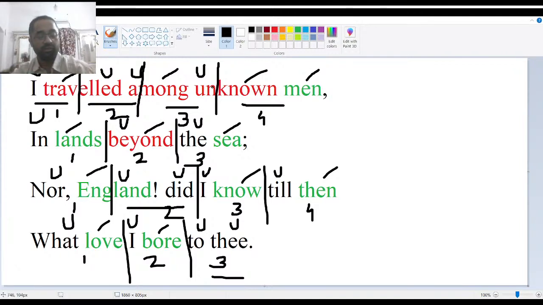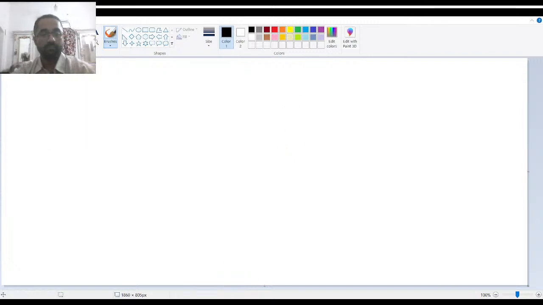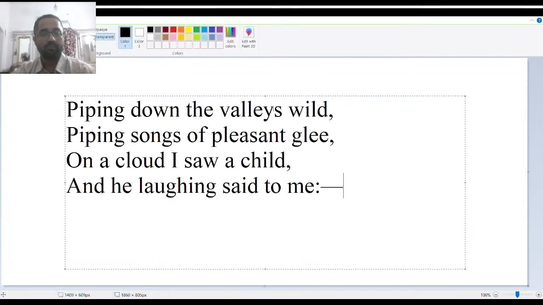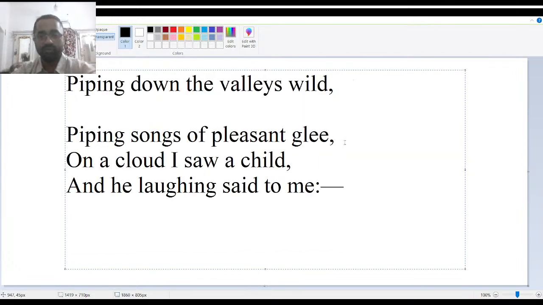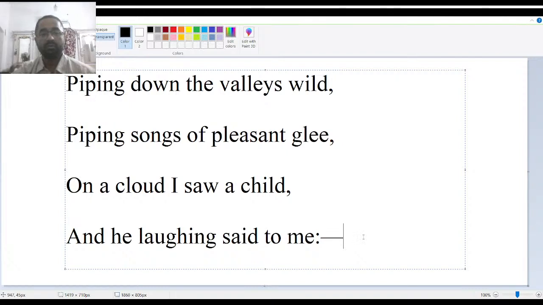Let's look at the next example. This is from William Blake. Read it first. Piping down the valleys wild, piping songs of pleasant glee, on a cloud I saw a child, and he laughing said to me.